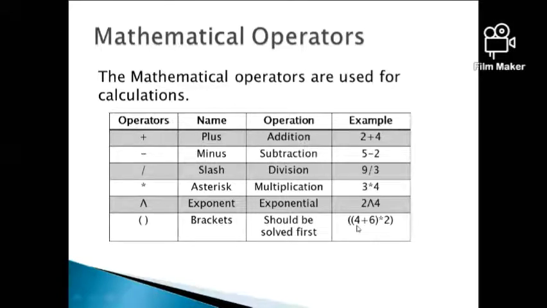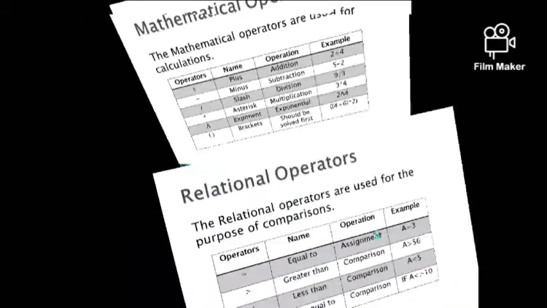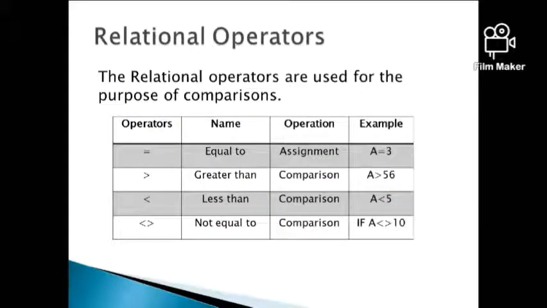Like in the example, if I want to solve this equation, first I have to solve the inner bracket. The value of the inner bracket I have to calculate. 4 plus 6. 4 plus 6 will be 10. And then 10 will be multiplied with 2 and the answer will be 20. All these things are done with the help of the computer. Next we will learn relational operators. Relational operators are used for the purpose of comparison.